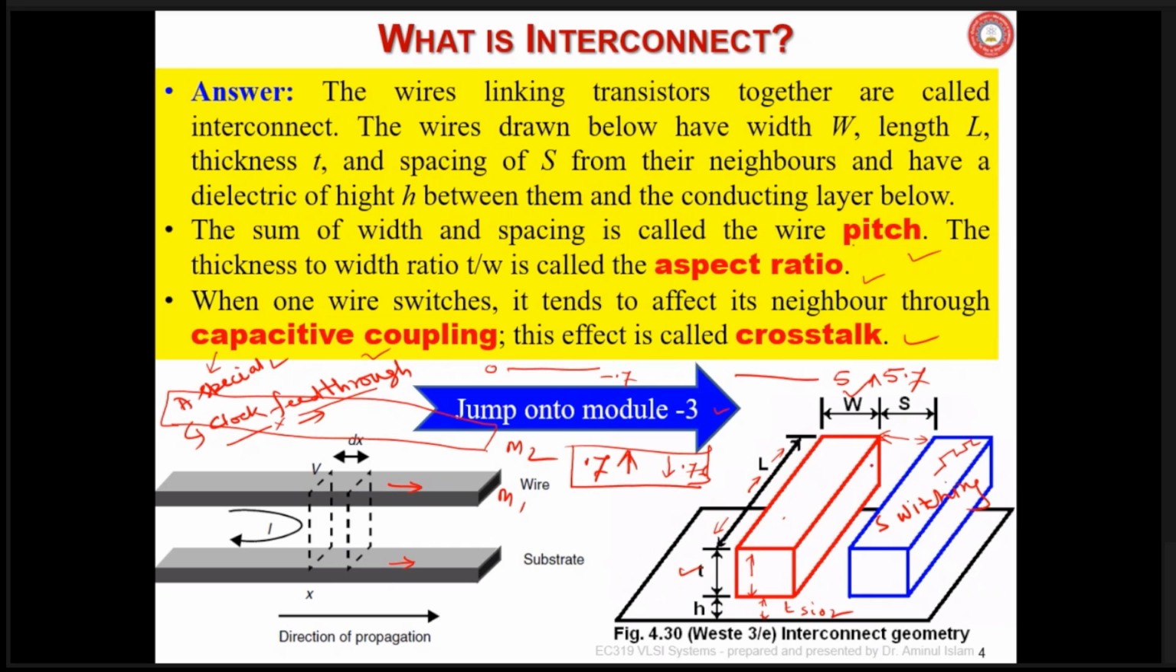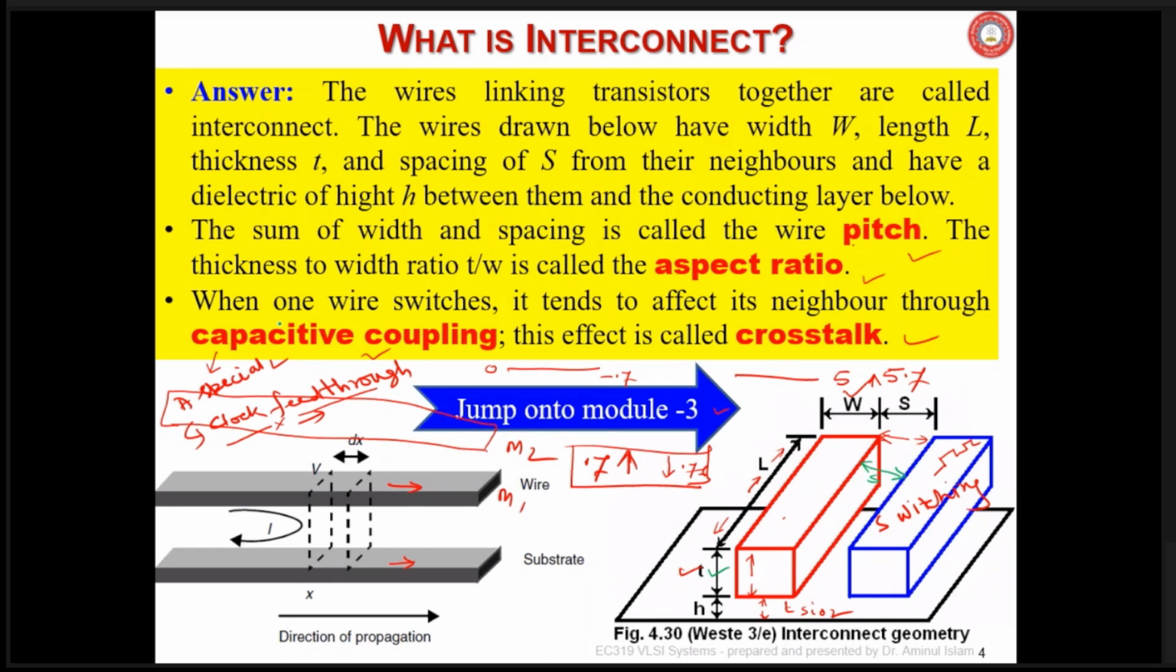See, this S is this space. S is the spacing between two lines going parallelly. Here, this is the space. So the sum of this width W plus S is called pitch of a line, in the same level, say metal 1 or metal 2. The thickness to width ratio, T by W, where T is the thickness of the wire and W is the width, is called aspect ratio.